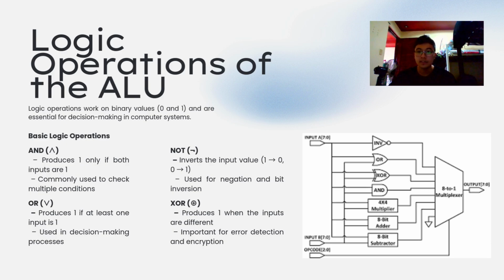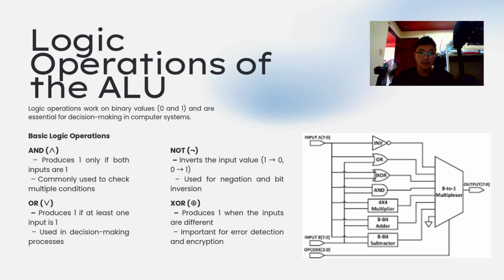This operation is commonly used when multiple conditions must be true at the same time, such as checking if a user is logged in and has permissions. The next one is the OR operation. The OR operation produces an output of 1 if at least one of the inputs is 1. It only outputs 0 when both inputs are 0. This is useful when a system needs to check if any one condition is satisfied.